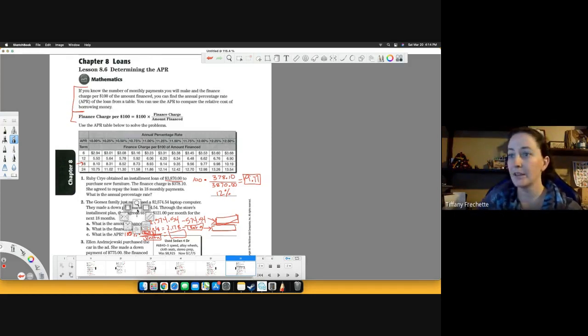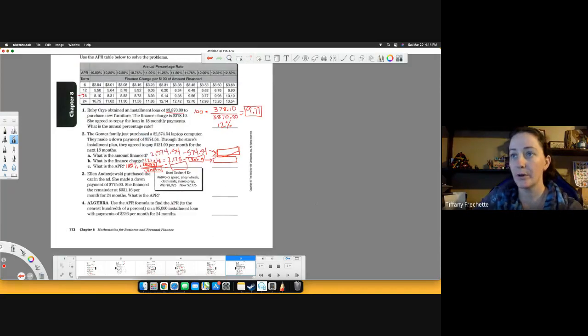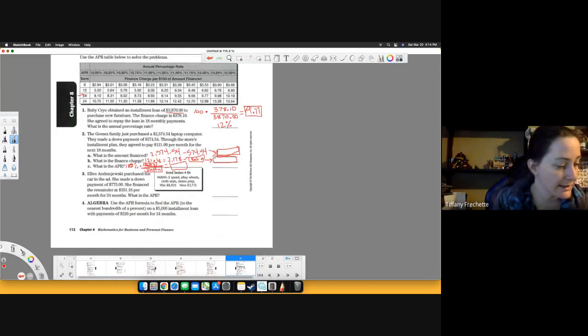All right, so let's scooch down here. A couple more problems we'll look at here. All right, Elaine Anderzajewski purchased the car in the ad. She made a down payment of $775. She financed the remainder at $331.16 per month for 24 months. What is her APR? So same thing as number 2, but they're not giving you all the steps.